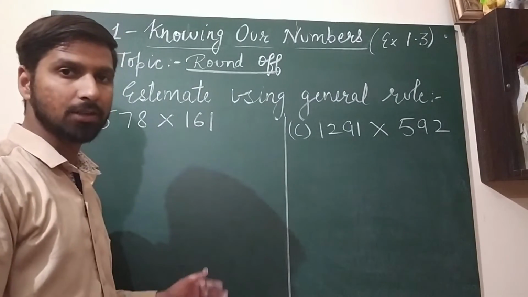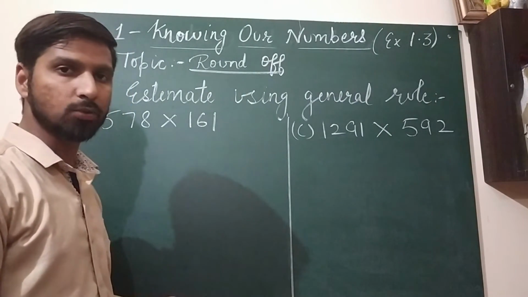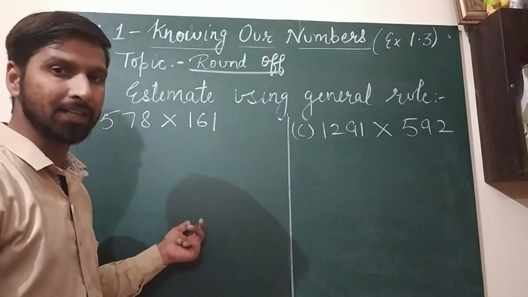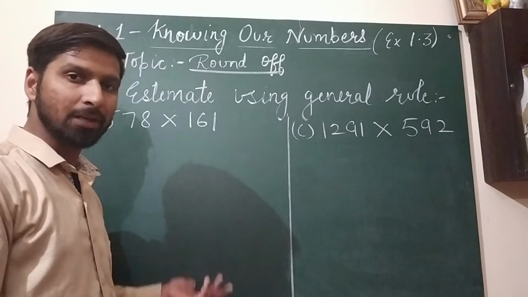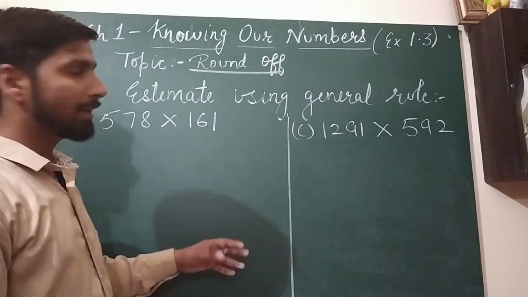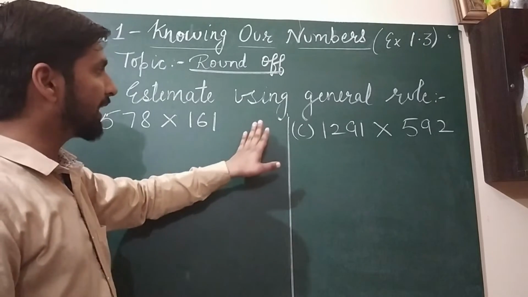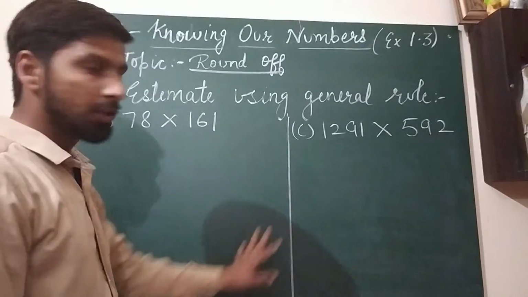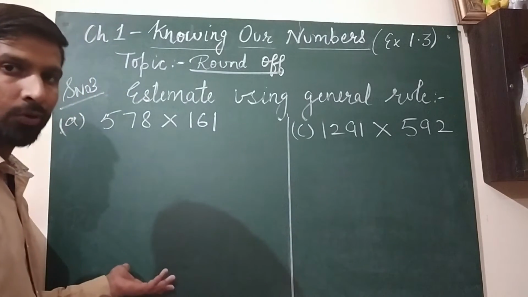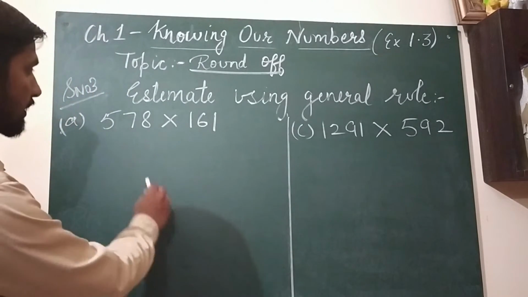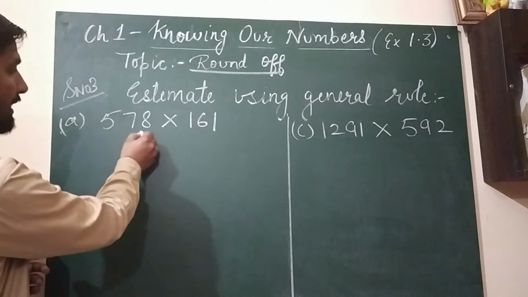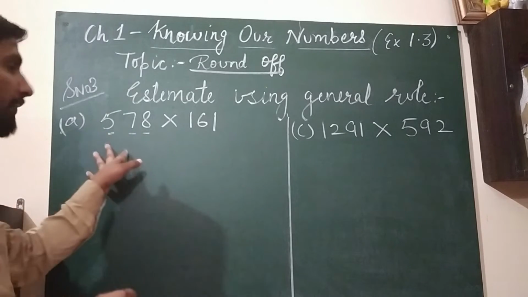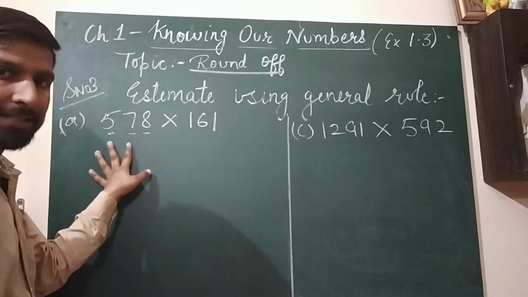Before I discuss question number 2, I want to discuss question number 3 with you, because this question is the same as question number 1. The concept here is the same. We have to find out the product now of two numbers using general rule. As I have discussed, you all know now what is general rule. Let's check the place: ones, tens, hundreds. 578, the maximum place is hundreds.